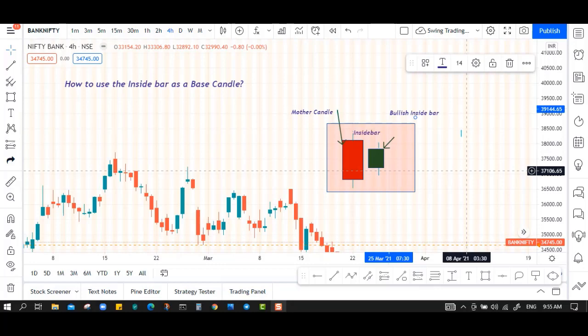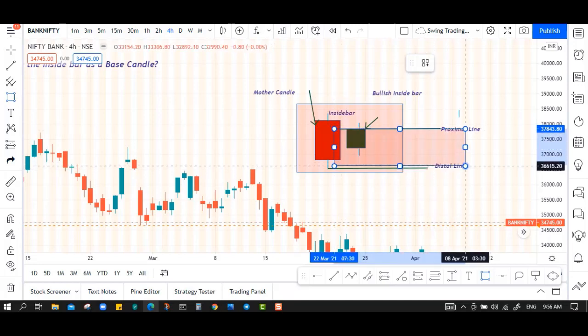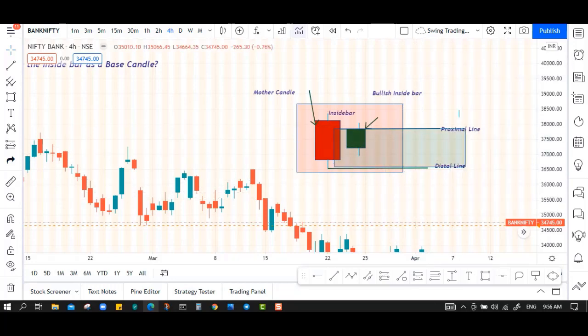Let me show you how to draw those lines. These are the two lines: this is the proximal line and this is the distal line. The distal line is at the lower shadow of the mother candle and the proximal line is at the close of the inside bar. This gives us a demand zone. This is our demand zone.